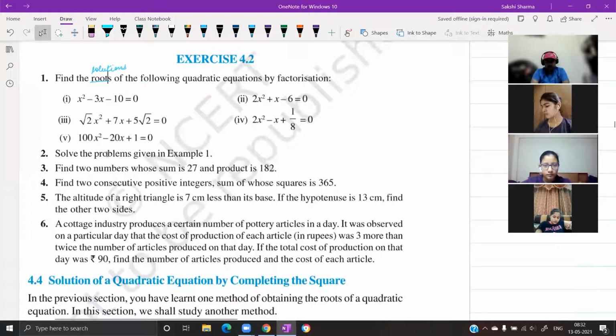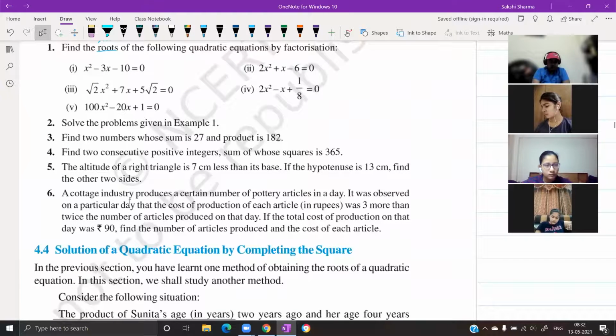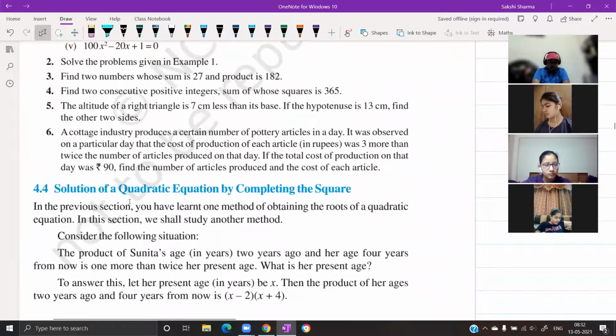Question number 2, solve the problems given in example number 1. We will come back to this question. Let's take up the rest of the questions in the exercise. Example पे हम बाद में करते हैं. Question number 3, find two numbers whose sum is 27 and the product is 182.